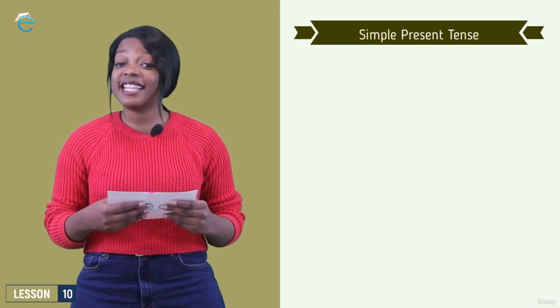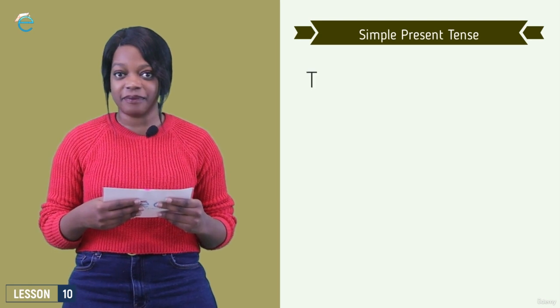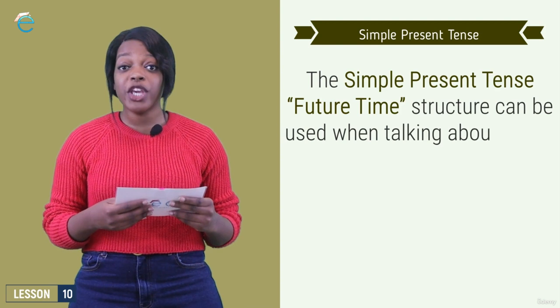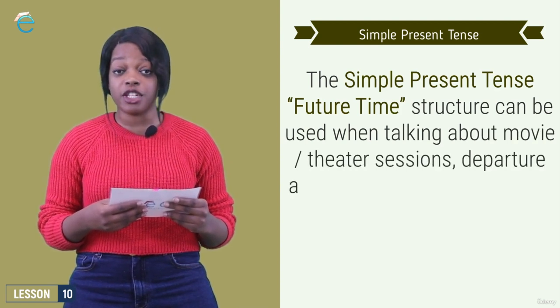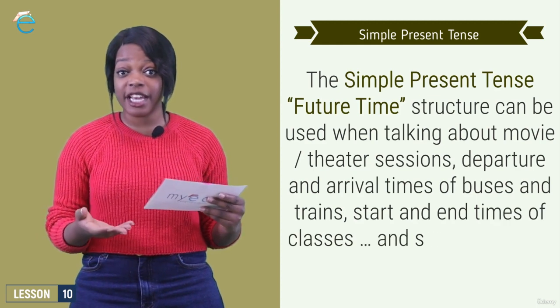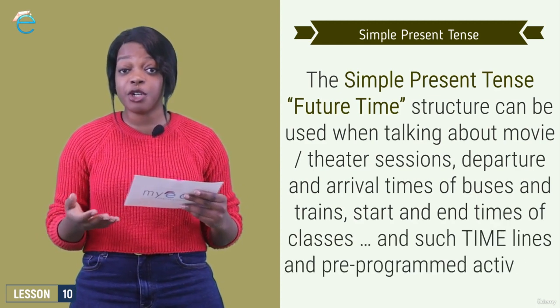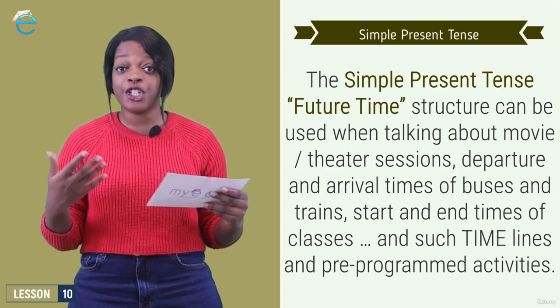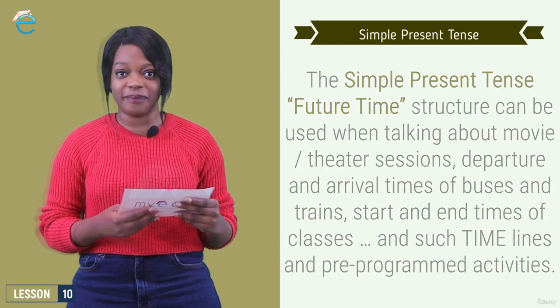Now, let's have a look at the simple present tense. To use the simple present tense for future time, we use it when talking about things with specific set times, like train or bus schedules or theater or movie sessions. These are times that don't change and are generally always the same.